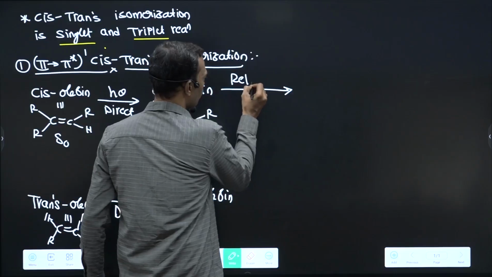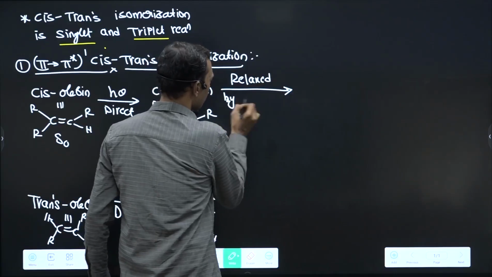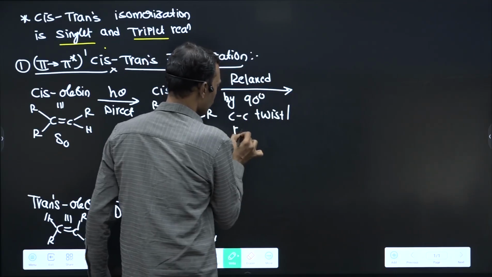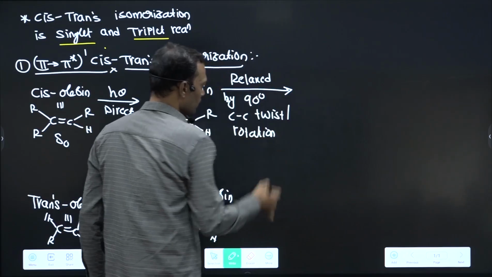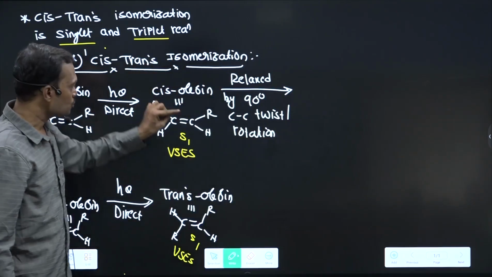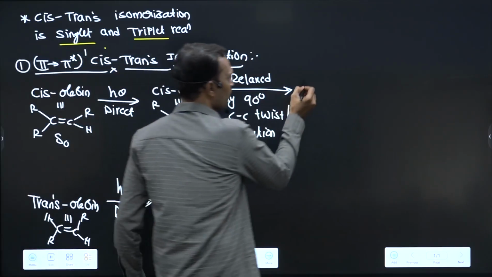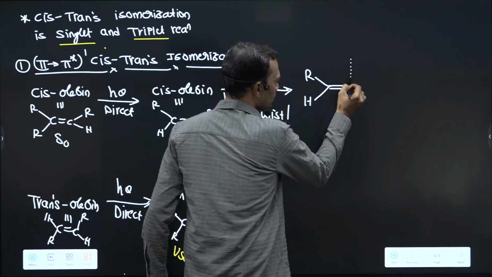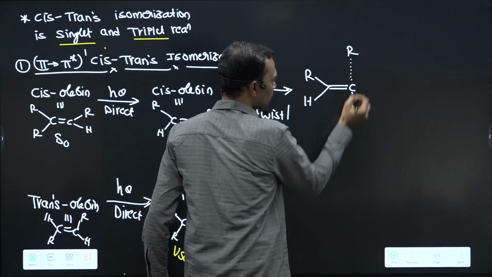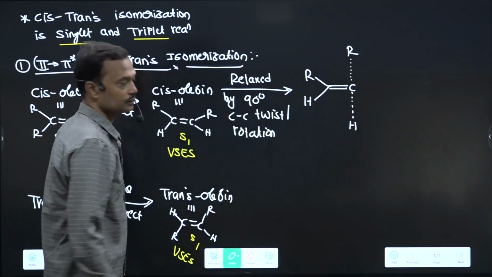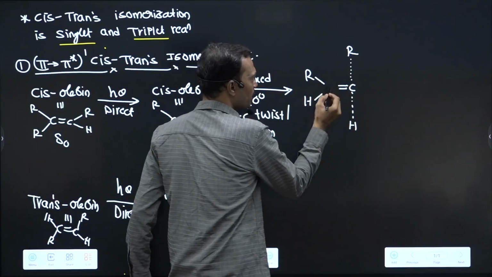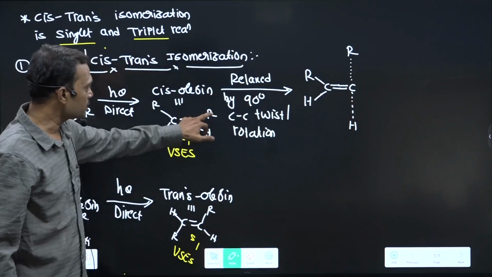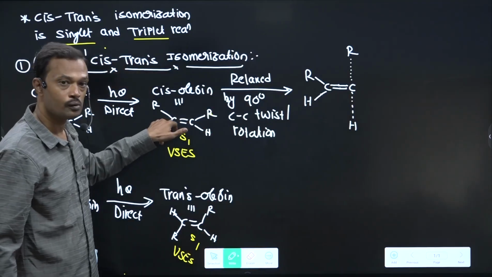Now what happens, see here. This undergoes relaxation by 90 degree C-C twist or 90 degree C-C rotation. After reaching the S1 state, this carbon undergoes rotation. When this carbon undergoes rotation, then what happens? See, this is the carbon-carbon double bond, this is above and this is below. This is R and this is H. Okay, remember, this state is a temporary state. See, what is the angle between these two? 0 degree.